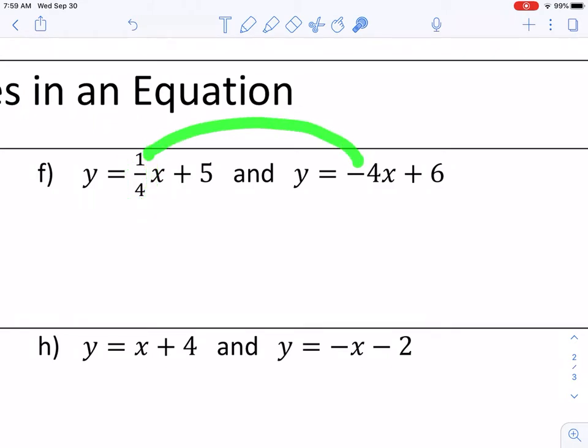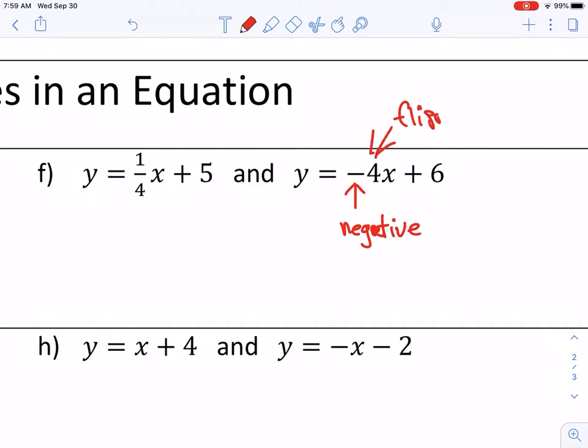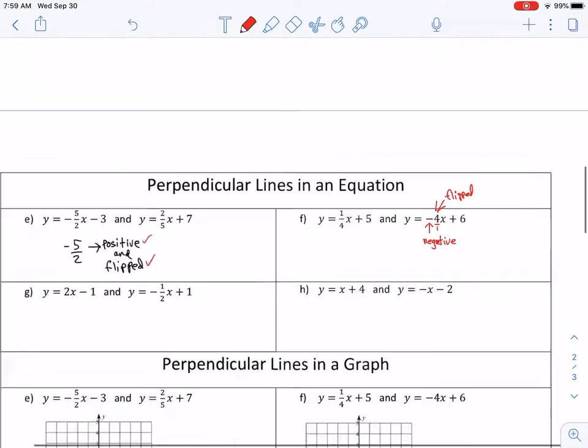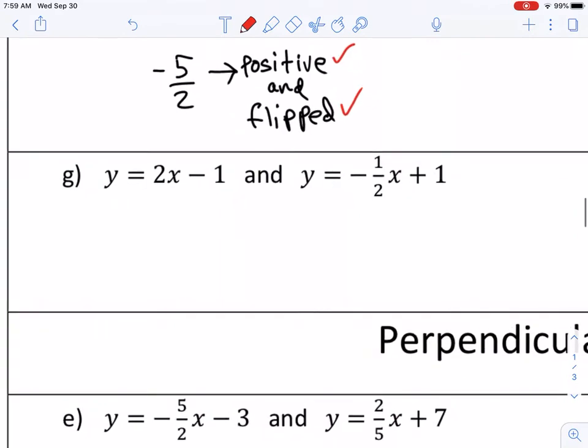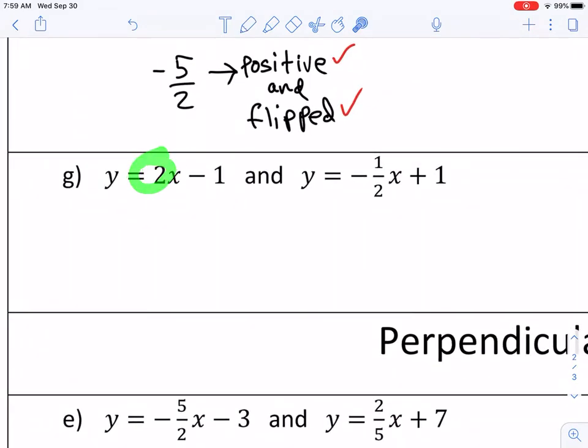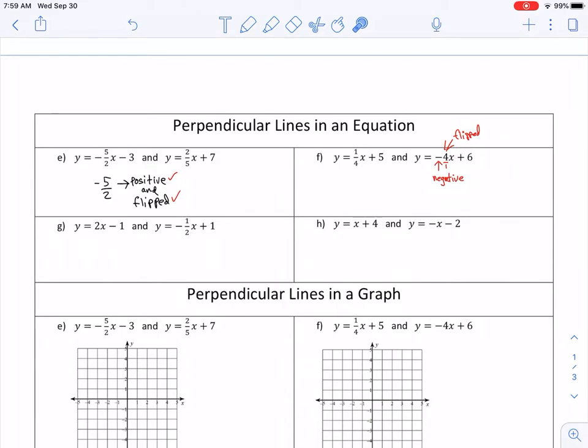So over here, I need to have the opposite sign, so it needs to be negative. And I need to have the flipped version, or the reciprocal. And the reciprocal of 1 over 4 is 4. If you needed to write it, you could write it as 4 over 1 to see it. So for perpendicular lines, here's positive 2. So the perpendicular of positive 2 is negative 1 over 2. It's the opposite sign and the reciprocal.